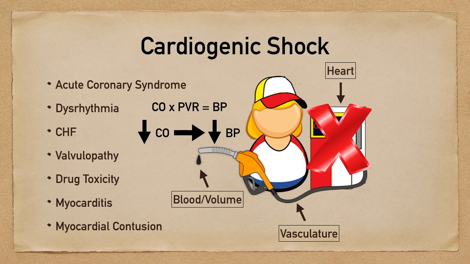The treatment of cardiogenic shock is going to be focused on fixing the underlying problem that's causing it, but you may have to put them on pressor medications temporarily to keep their blood pressure up and allow for adequate perfusion.